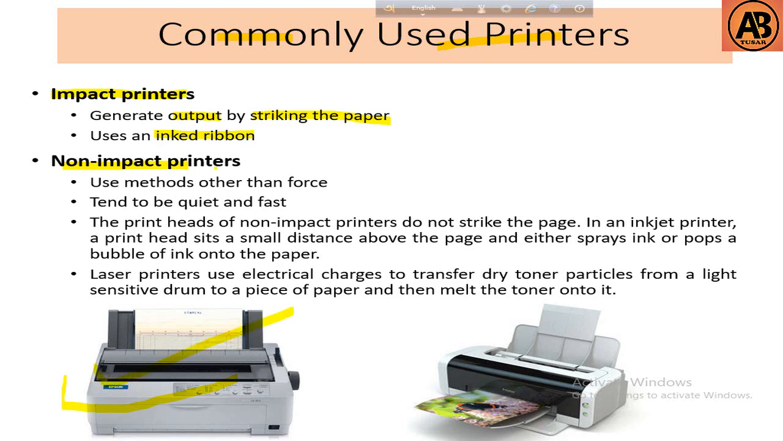Then non-impact printers. Non-impact printers use methods other than force. They tend to be quiet and fast. The print heads of non-impact printers do not strike the page. In an inkjet printer, a print head sits a small distance above the page and either sprays ink or pops a bubble of ink onto the paper.